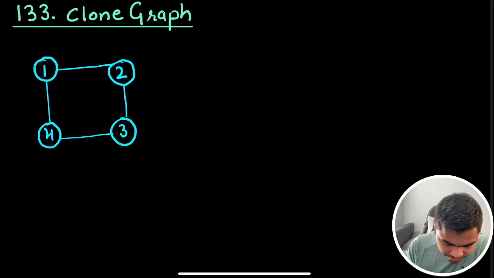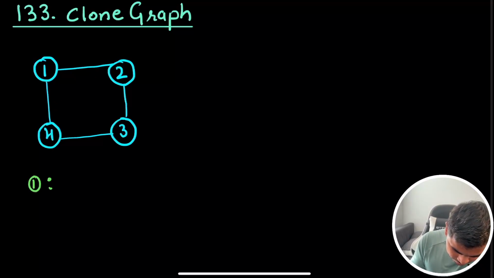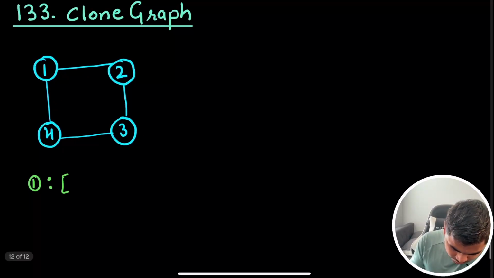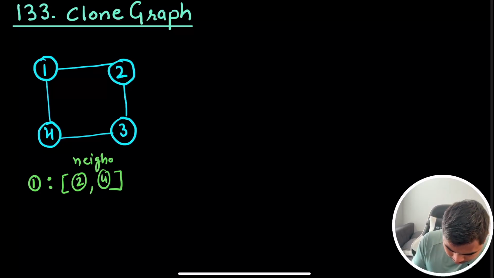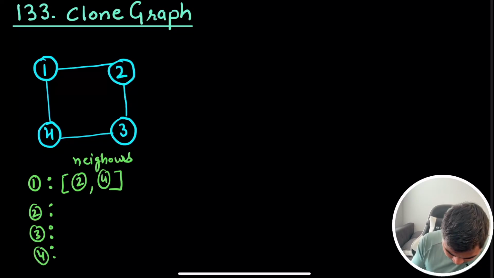So this is the graph that we have. This will be given to us in a way where we are given these nodes, their values and their neighbors. Let's say 1 is the node, then its neighbors are going to be these values: 2, and then 4. So these are its neighbors, and this is the node. Then there is one more node, and then 3, and then 4.